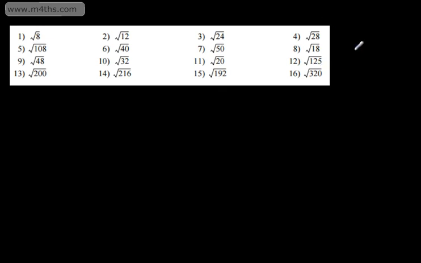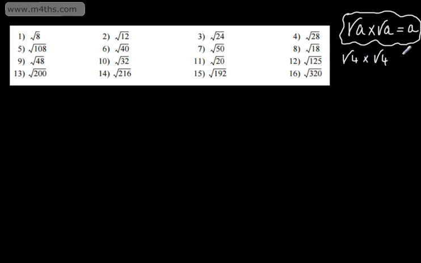I'm going to introduce two different rules. The root of a multiplied by the root of a is equal to a. This is really important when we're looking at surds. If you want to try this with numbers, you'll see that it works. So, for example, the square root of 4 multiplied by the square root of 4 is going to give us, just think about this, 2 multiplied by 2, well that is going to give us 4. Root a multiplied by root a is a.